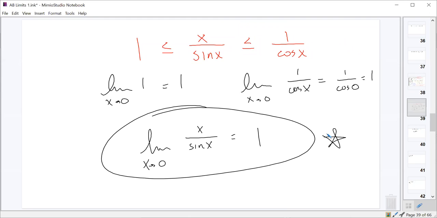Everybody good with that? Yes. Spectacular. All right, commit those two to memory. I expect that you have them memorized now. And be careful, remember that it has to be as x approaches 0 for both of them. Because at some point down the road, I might end up giving you a limit of one of these two things, but x isn't approaching 0. And so then you cannot apply this rule. It has to be as x approaches 0.